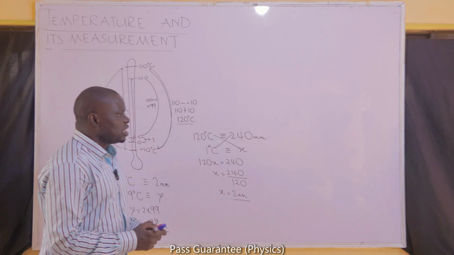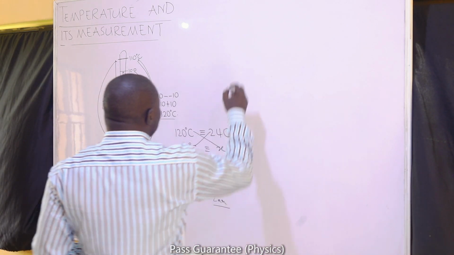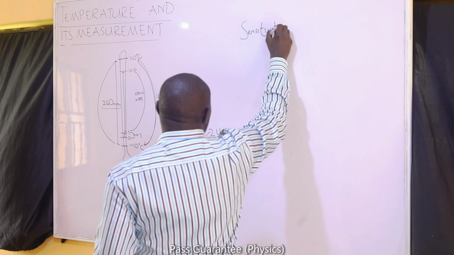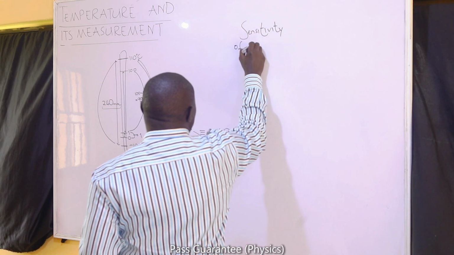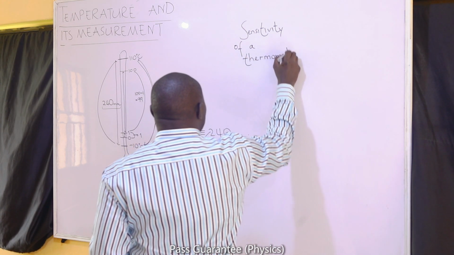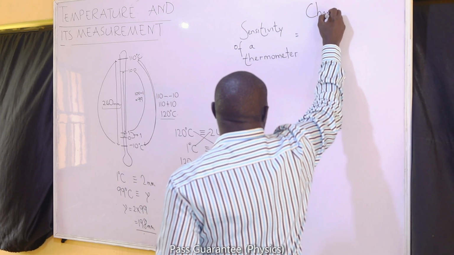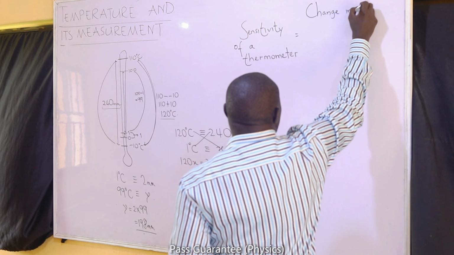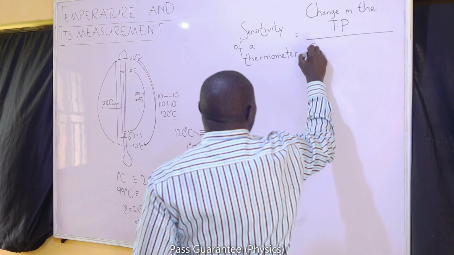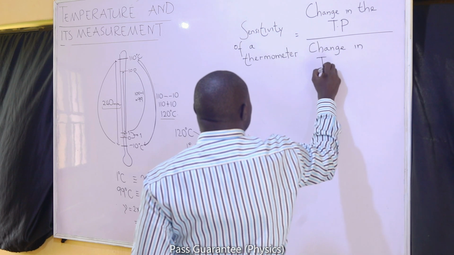The next question wants me to find the sensitivity of this thermometer. The sensitivity of a thermometer can be expressed as a quantity, and the formula that we are going to use to find it is the change in the thermometric property all over the corresponding change in temperature.